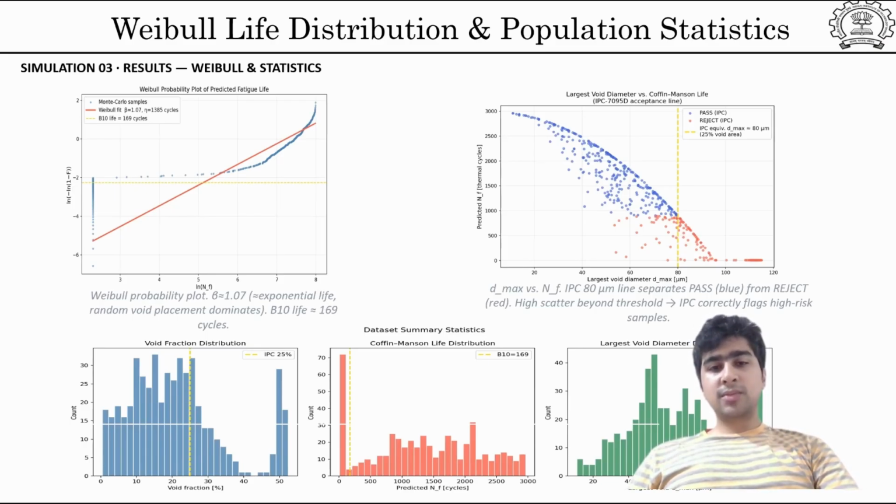Three histograms at the bottom summarize the data set, where void fraction is roughly uniformly distributed from 0 to 50%, and the predicted life is heavily skewed. Mostly balls are clustered near a 3000 cycle baseline, but the tail extends to very short lives.